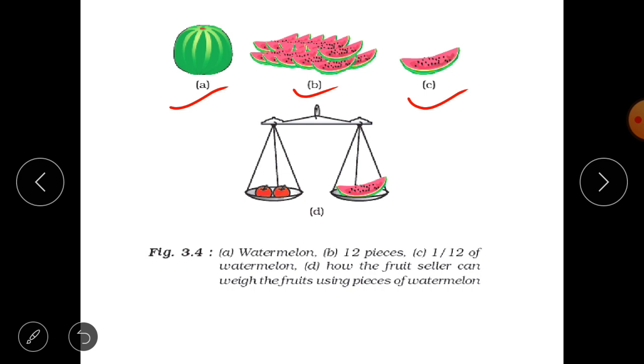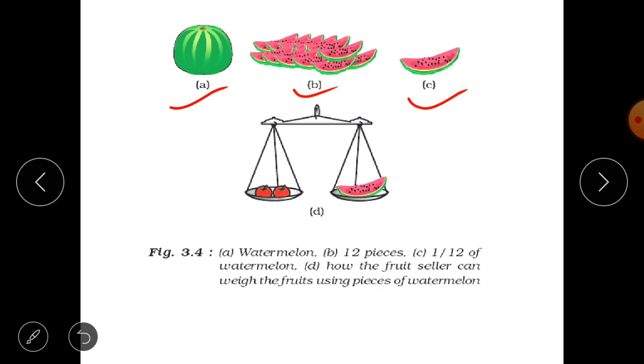What was the mass of the watermelon? It was 12 fruit mass units. Now a single slice would be, yeah, you can tell, 1 fruit mass unit. Now we know the mass of this single slice of watermelon, and here you can see this fruit seller is selling other fruits. Here an apple has been placed, so 2 apples have mass equal to 1 slice of that watermelon. So they have mass equal to 1 fruit mass unit.